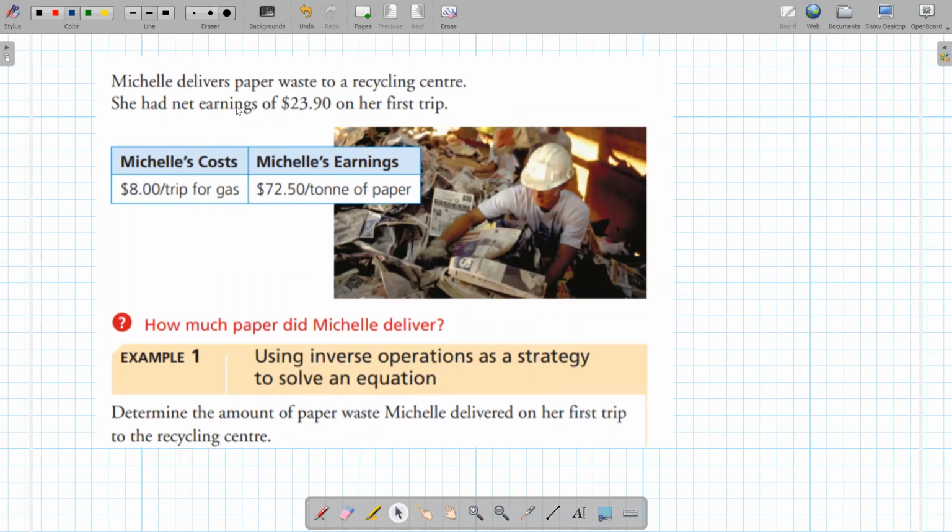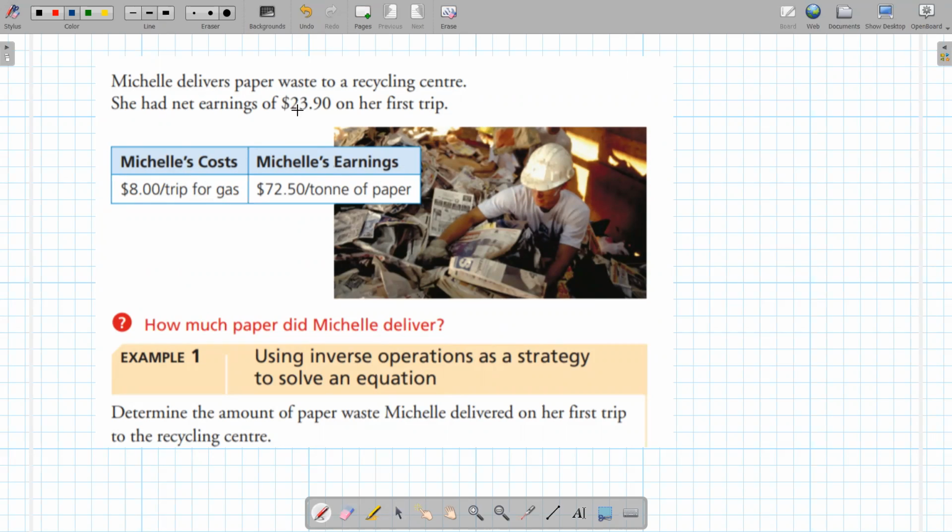So she delivers paper. She earned this much in total. Her costs were $8 for gas and her earnings were $72 for paper. Determine the amount of paper waste Michelle delivered on her trip. 23.90 equals 8g plus 72.5p.